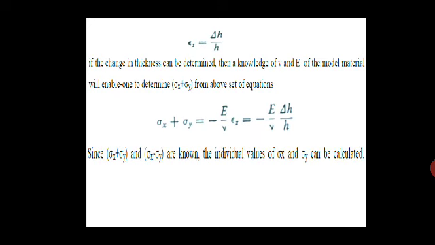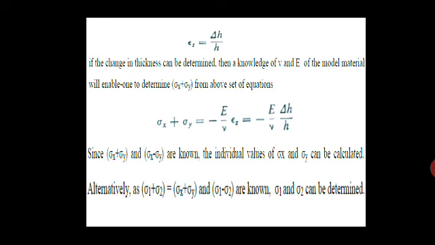So the instrument that is used to determine the change in thickness, that is the change in the lateral dimension of the model, is called the lateral extensometer. Now since sigma x plus sigma y and sigma x minus sigma y are known values, the individual values of sigma x and sigma y can be calculated.